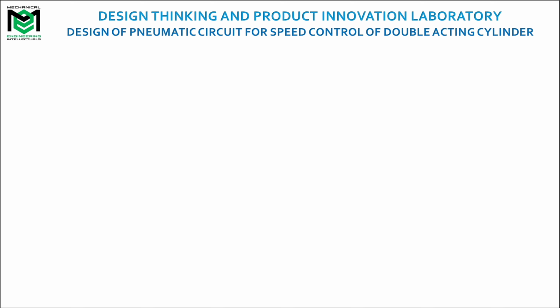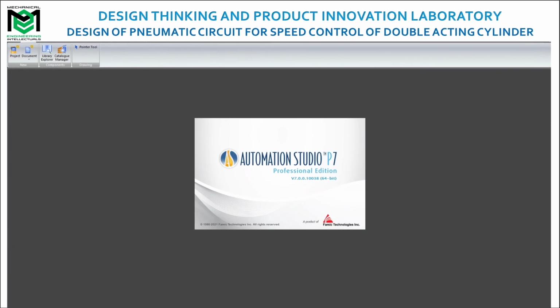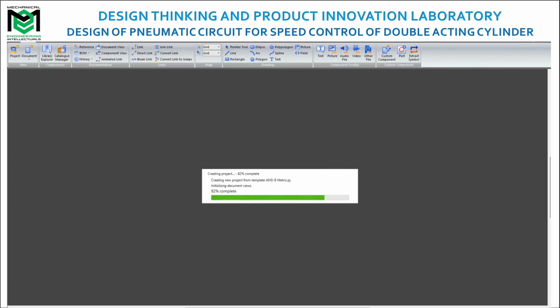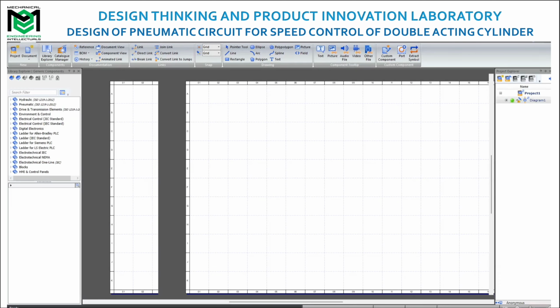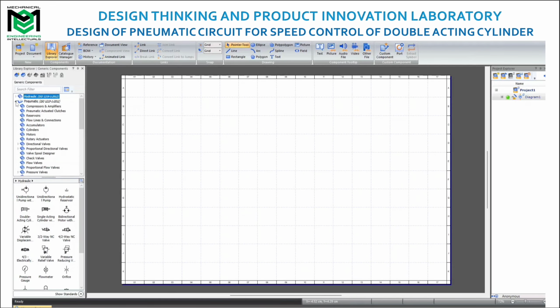Today we are going to design a pneumatic circuit for speed control of a double acting cylinder. In order to design a circuit, first we have to open the software, and the software name is Automation Studio. Once the software is opened, go to the main tree which is located towards the left side of the screen. Find the pneumatic section and expand the tree.